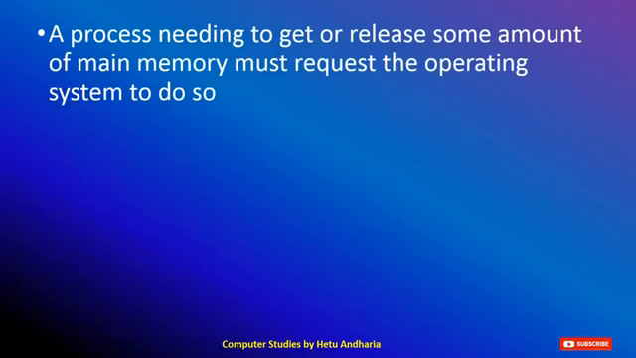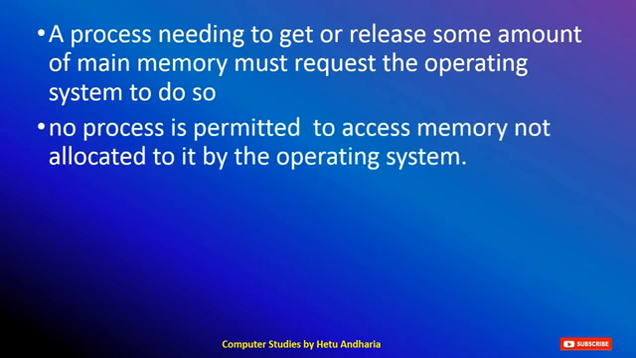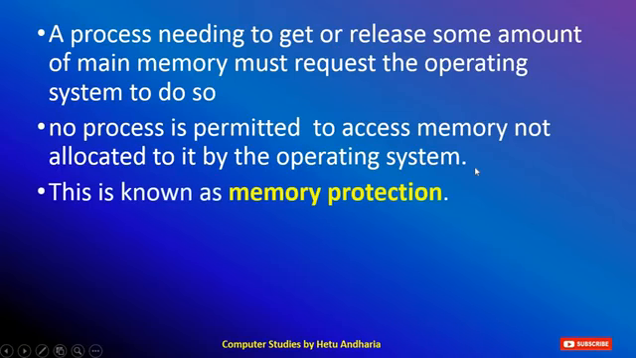Now, a process needing to get or release some amount of memory must request the operating system to do so. That means whenever you start any program, the request is first sent to the operating system: I am opening this program, please allocate me some memory from the main memory. No process is permitted to access memory not allocated to it by the operating system. Just now I gave you an example. In PowerPoint only this many cells are required, and if I try to use all the other cells also, that's not possible. The operating system will not allow it. And this is known as memory protection.